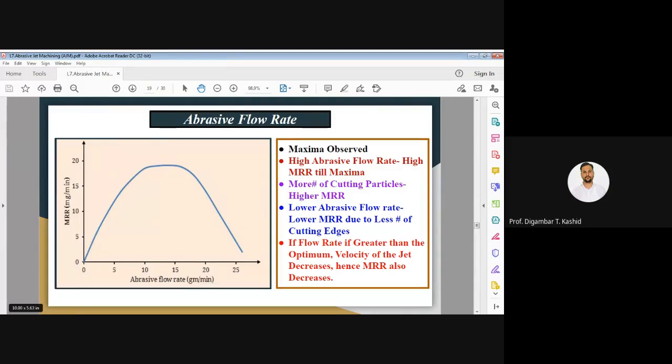So the remaining part of these process parameters and their effect on the material removal rate we will discuss tomorrow. Tomorrow we will also see the videos of the abrasive jet machining.